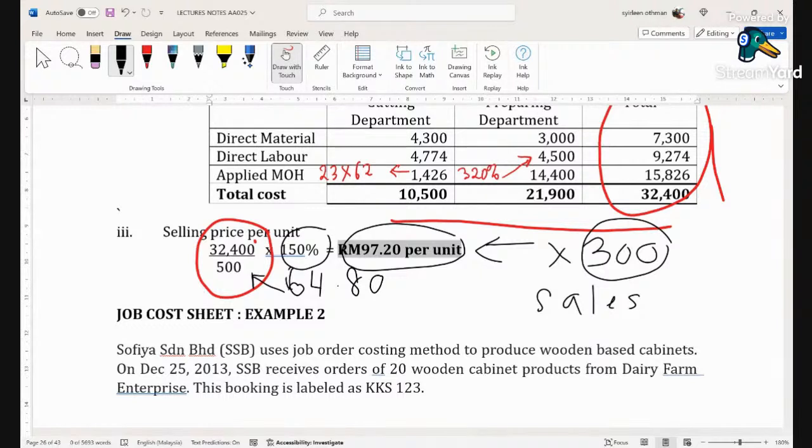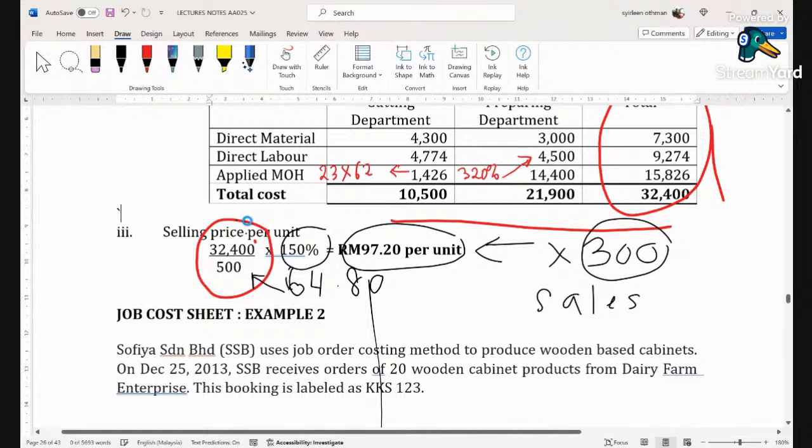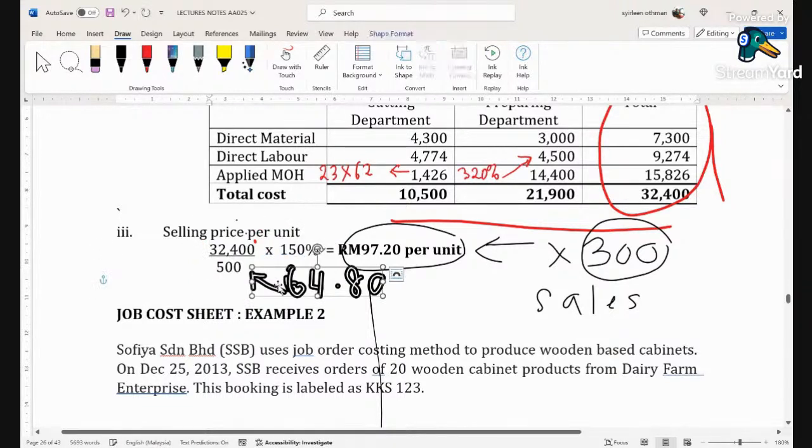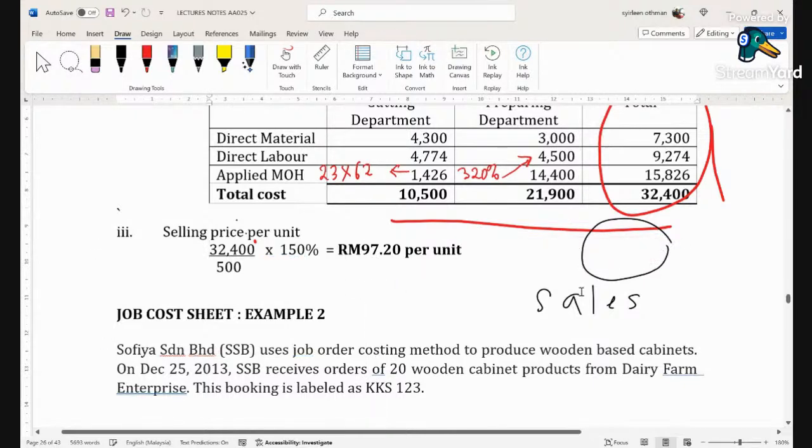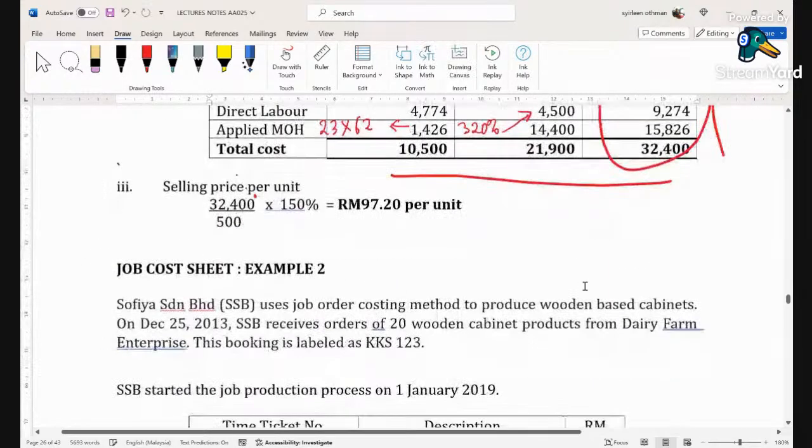Okay, next sikit lagi. Kita tengok job cost sheet. Okay, go to example 2. Alright. Okay, so I'm going to clear this up first. Nampak messy sangat. Alright. Okay, we are moving to the second example.